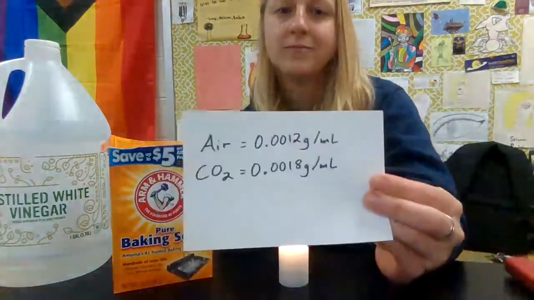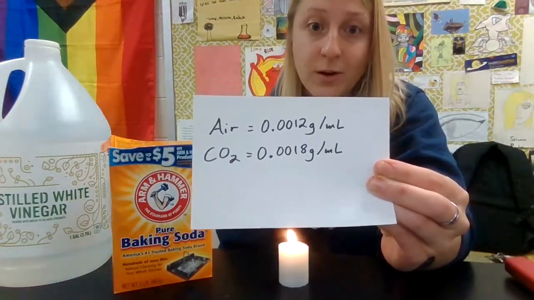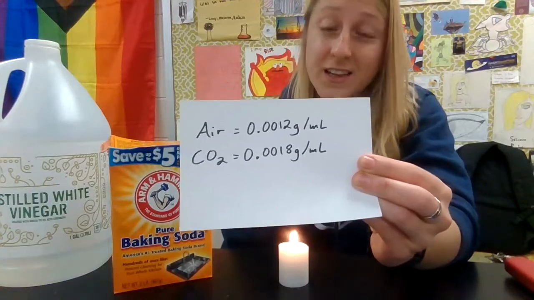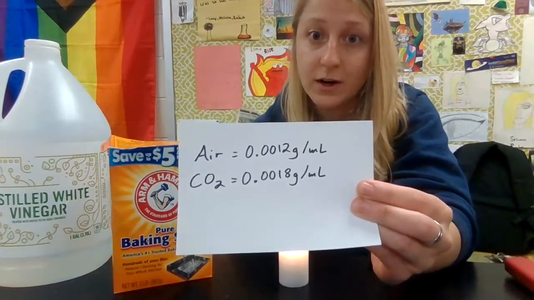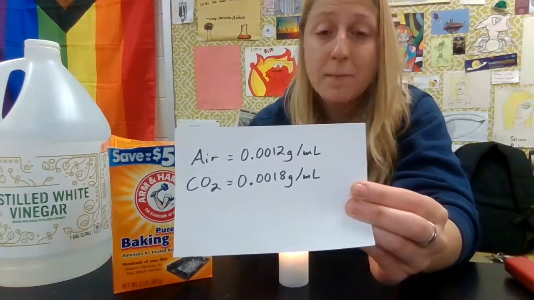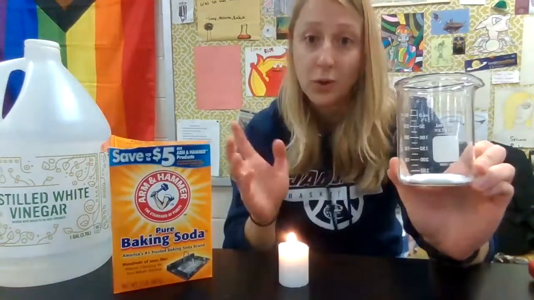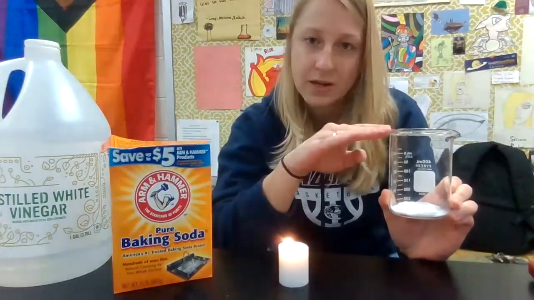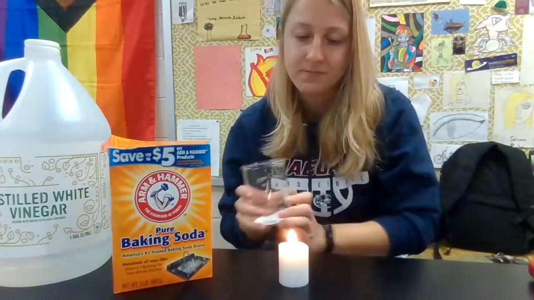This reaction creates CO2. Now let's talk a little bit about CO2. So normal air has a density of 0.0012 grams per milliliter. CO2 has a density a little bit more than that, 0.0018 grams per milliliter. So CO2 is a little bit more dense than normal air. So when I make a bunch of CO2 in this beaker, it doesn't float away. Since it's more dense than the surrounding air, it stays in the beaker. Okay, so keep that in mind.